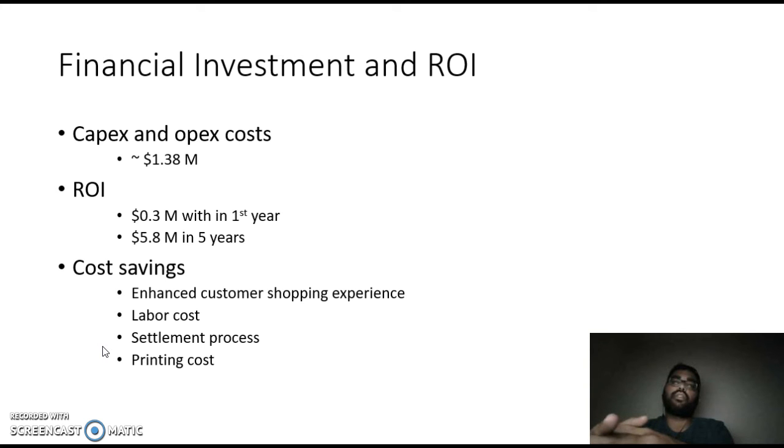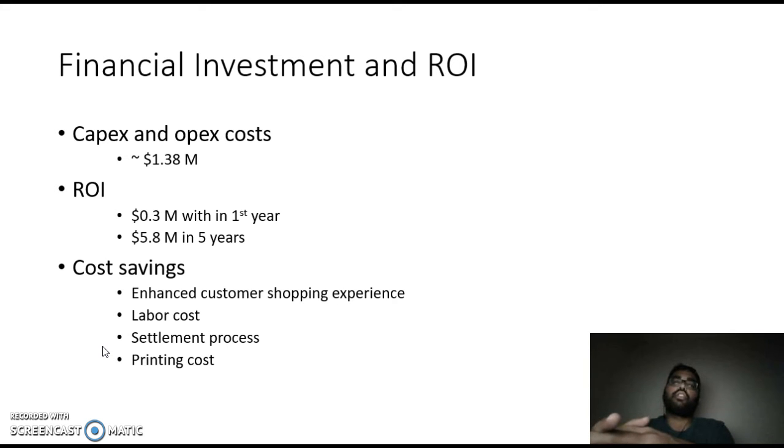Our goal here is to recover this cost with a higher rate of return on investment, and we are thinking of a return on investment of 0.3 million within the first year, and then we are thinking about achieving 5.8 million in the next 5 years.